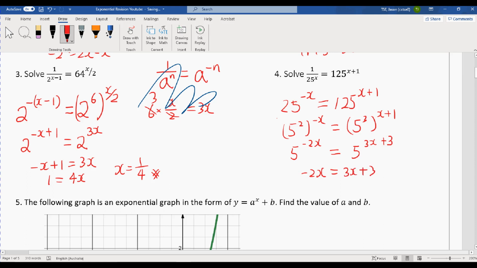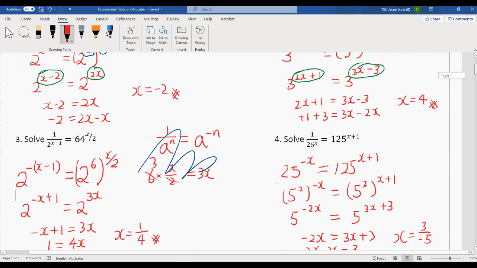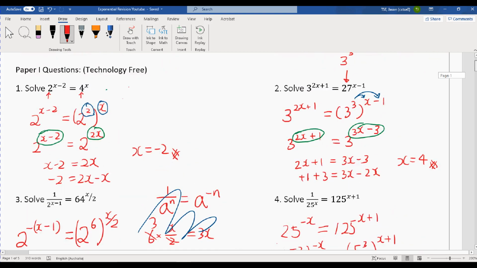All right? So this time I might try to move that plus 3x to the left hand side, becomes minus 3x, so that becomes minus 5x equals 3. So x equals 3 over minus 5. Okay, so that's it. All right, so we've done the 4 questions using the common base technique.